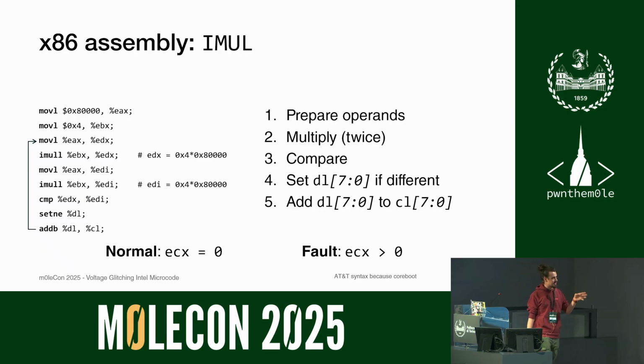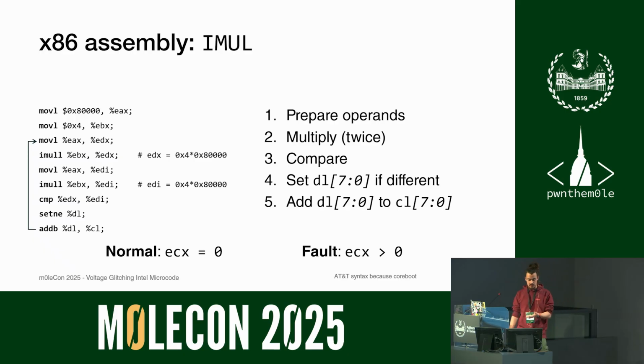But yeah, very simple target. Essentially, you just move the two operands into some registers, then you have two multiplications, and you compare the results of them. You just do a compare, set if the two values are not equal, and then add one to this ECX register, which is just a counter of how many times we have seen a difference, and then just repeat this loop.